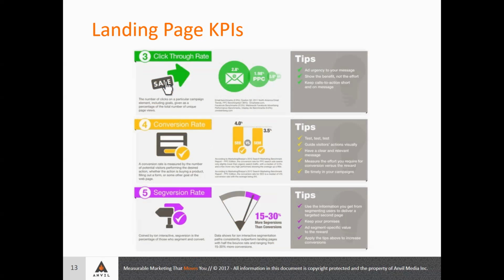Click-through rate is the next one, and that's the number of clicks on a particular campaign element, including goals, given as a percentage of the total number of unique page views. Next is the actual conversion rate, and that is measured by the number of potential visitors performing that desired action that you want them to take, whether the action is buying a product or filling out a form or some other goal of the web page. The last is subversion rate, and that is the percentage of those who segmented and converted.